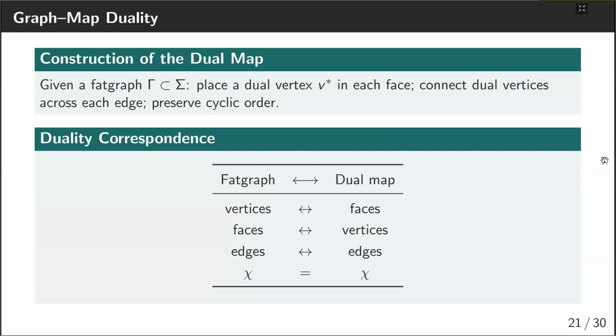So we have a construction of the dual map. We're given a fat graph, place a dual vertex in each face, and connect the dual vertices across each edge, preserving cyclic order. We have a duality correspondence. This fat graph has a dual graph: vertices to faces, faces to vertices, edges to edges, and chi to chi.